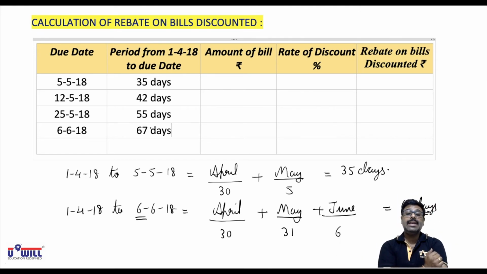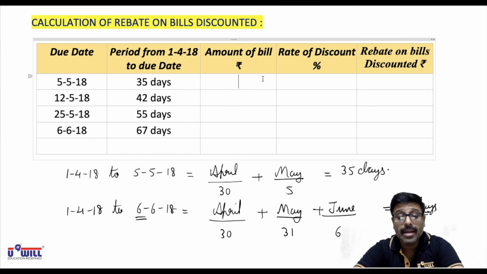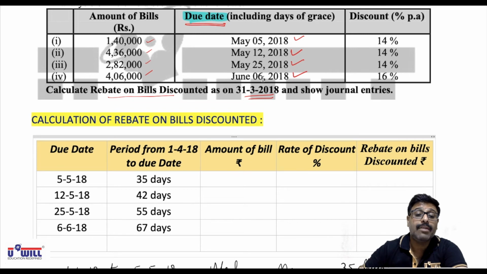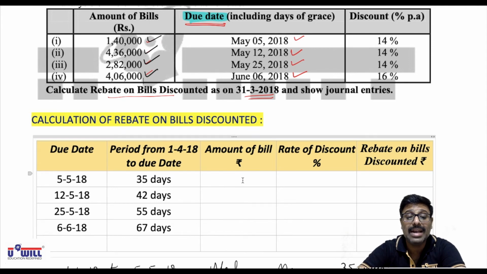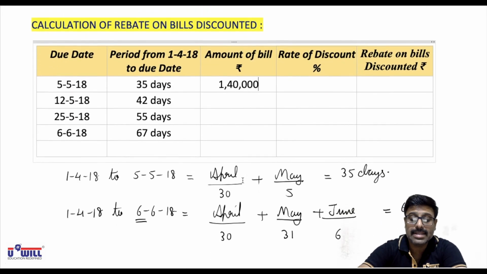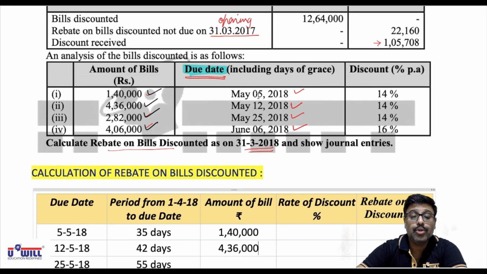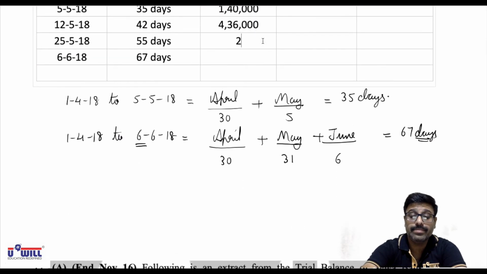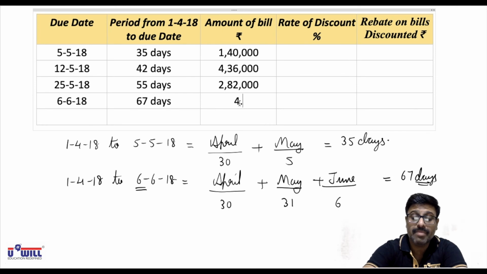So these days' income of next year we have received in the current year, that is rebate on bills discounted. Now what are the amounts of bill? 1,40,000, 4,36,000, 2,82,000 and 4,06,000. Write down everyone. So these are the amounts of bill.